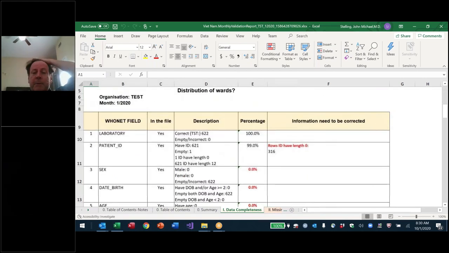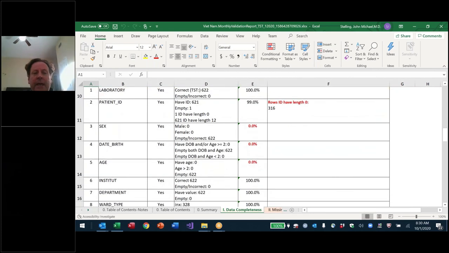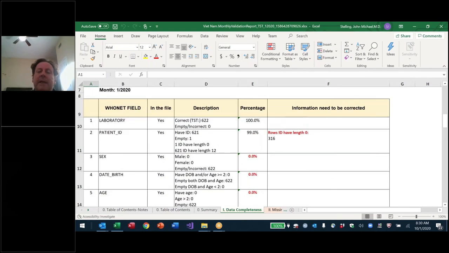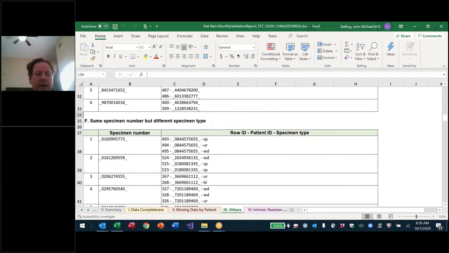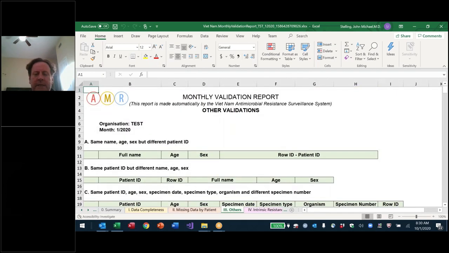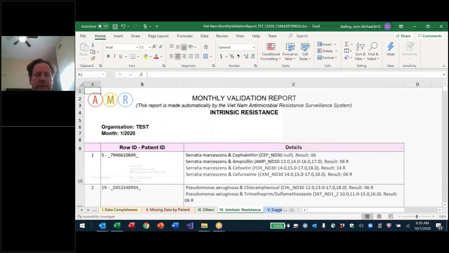On this first sheet, it tells you about data completeness. 100% complete, 99% complete. Age, gender, 0% complete in red. So you can tell this facility, can you please do a better job next year? That's sheet number one, data completeness. Sheet number two, different things missing by patient that we would recommend. Patient IDs. Do you have unique IDs or not? Intrinsic resistance, they did simplify this because I told them it's good to simplify it.